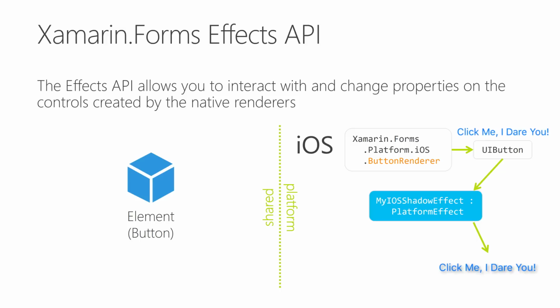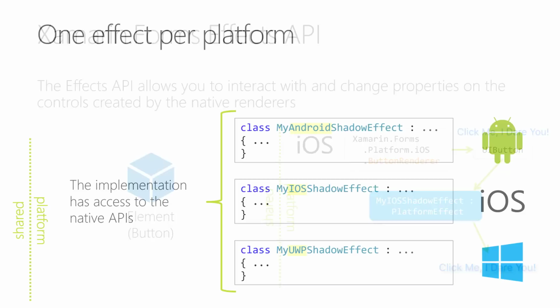So in this example here, we can adjust the layer properties in iOS to generate this nice semi-transparent blurred drop shadow, which becomes our actual rendered visual on the screen. And that's something that we can't do just in the shared Xamarin.Forms APIs.